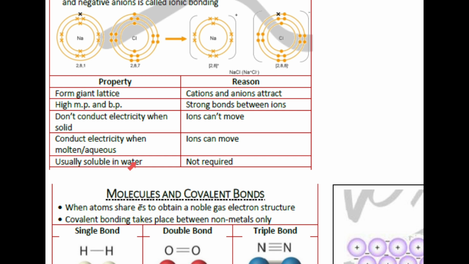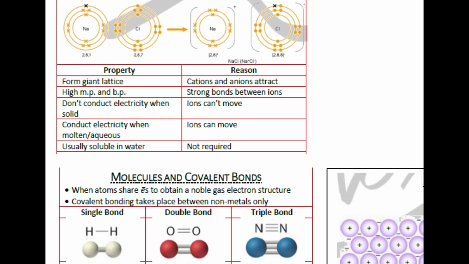Where we are going to say covalent is insoluble in water. Ionic compounds are not so soluble in organic solvents. Yes, true. Soluble in water, not soluble in organic solvent. That is the property of ionic compounds. What is the reason? Not required. No need to know the reason. It's not in the syllabus.